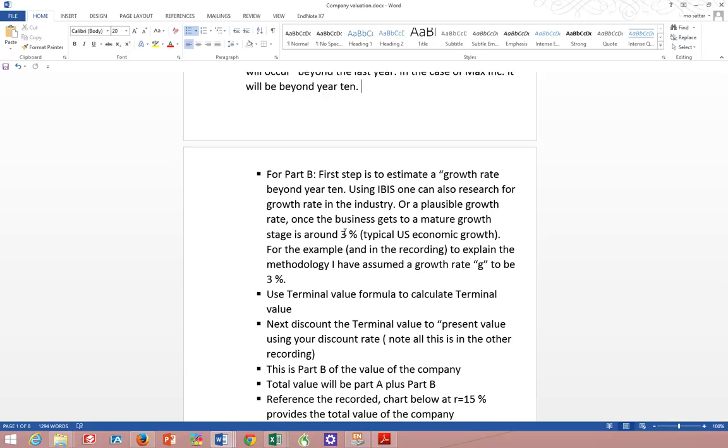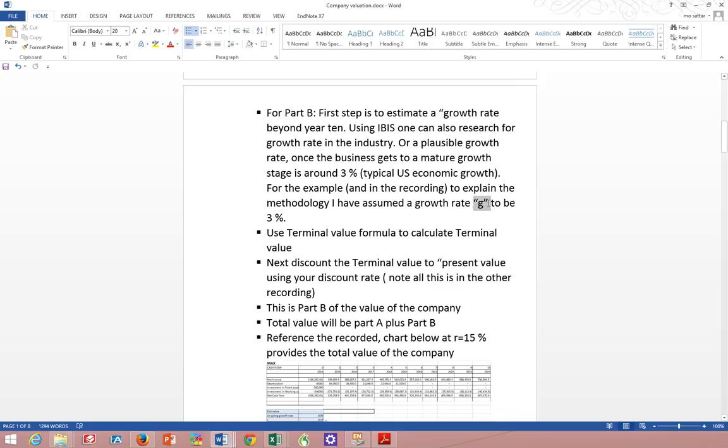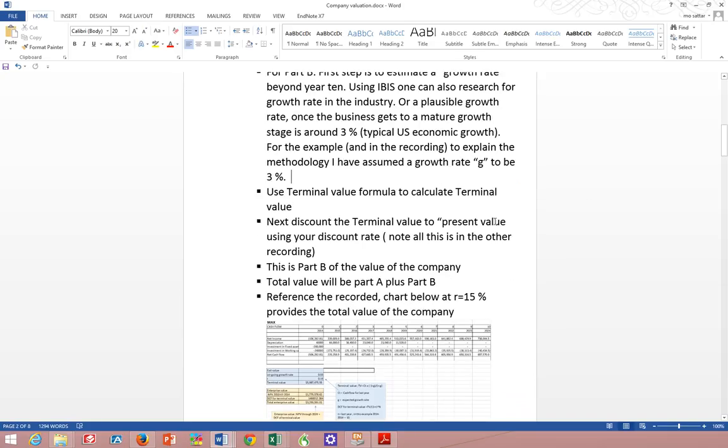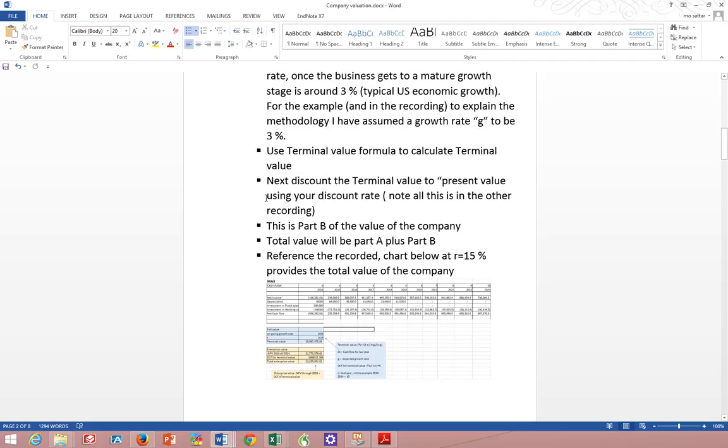Some years would be less, some years more, but typically if you look at the long term, it grows at about 3% a year. So a 3% growth rate will be plausible. And that is what the formula calls out as G, the growth rate. So now that we have the R, which is the discount rate, we now have the G, which is the growth rate. Next we're going to calculate the terminal value, again using the last year's cash flow, and again, more detail in the other recording. So this is the part B valuation of the company.